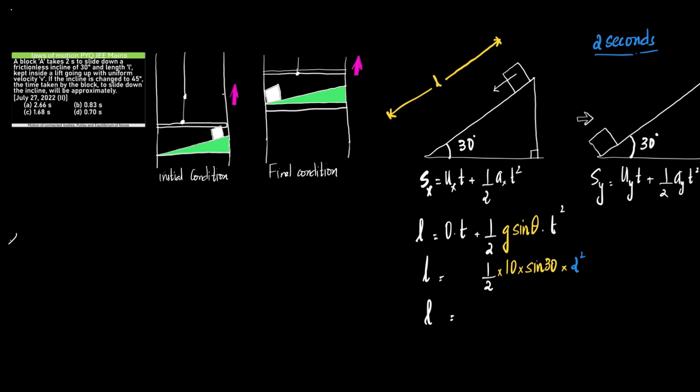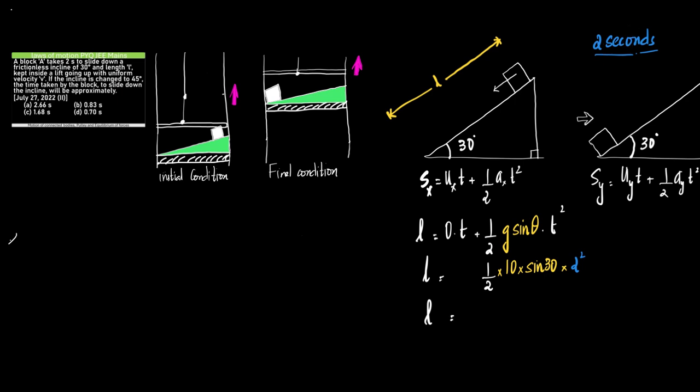This completely represents the lift. So this represents the lift. Okay. Now, if the angle of inclination is changed to 45 from 30, what time will be taken by the block to slide down? Okay, let us first do the first phase as block A takes 2 seconds.